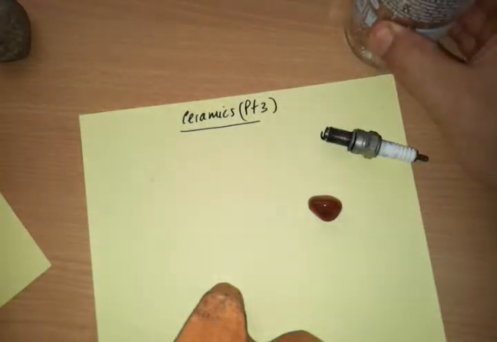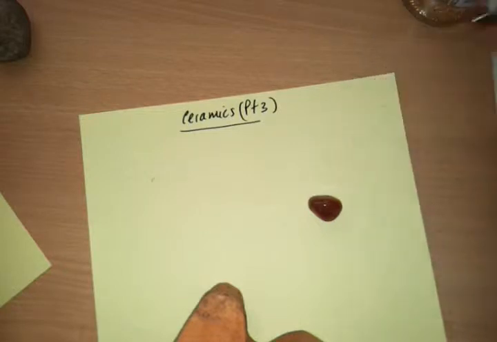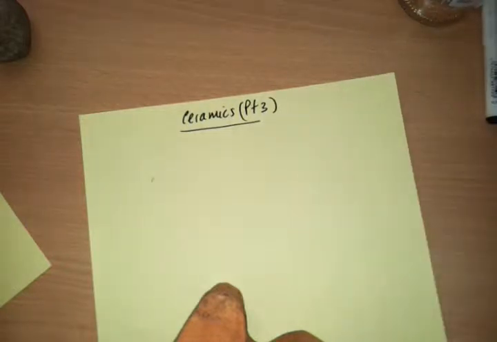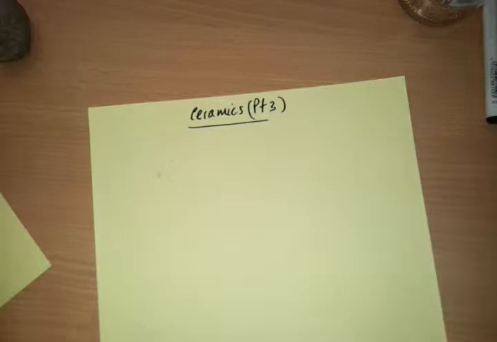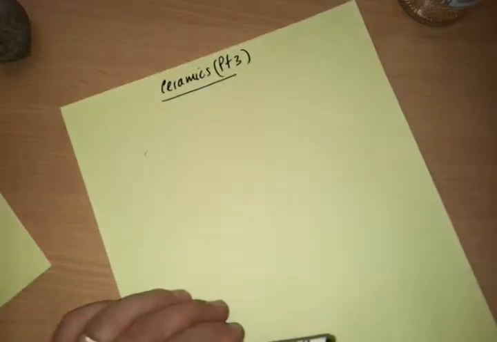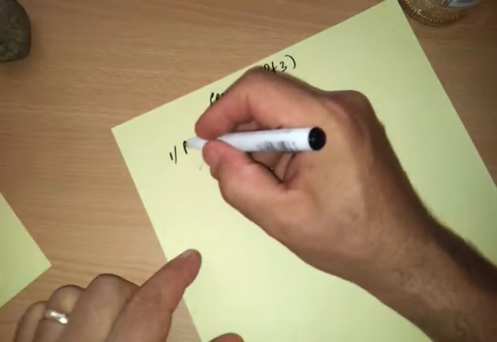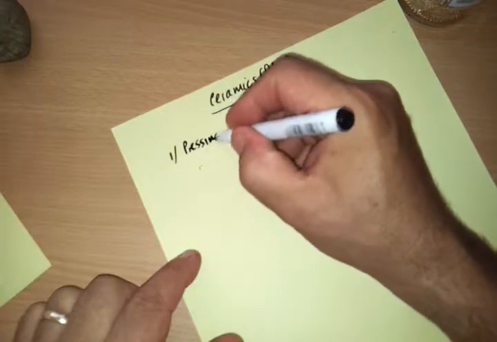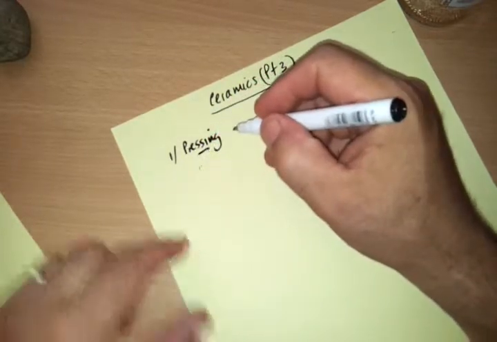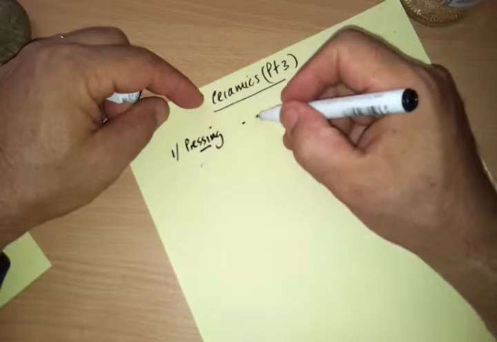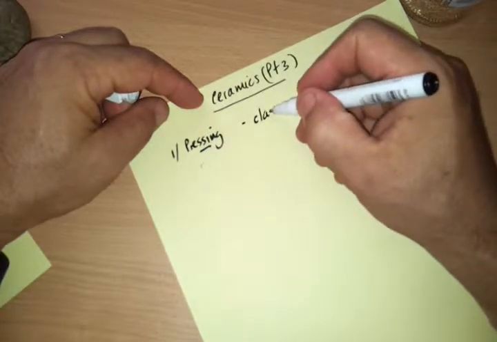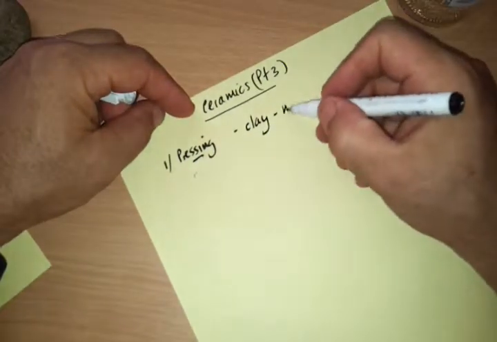Now, we need to know something about the processes from which we can create ceramics or shape them or mould them, and you need to know a little bit about that, so I'm going to go through that very quickly now. The first process we'll look at is called pressing, and pressing, as it sounds, is very simple. It's basically pressing a clay into a mould. So it'll be a fairly malleable clay. It'll be pressed into a mould.